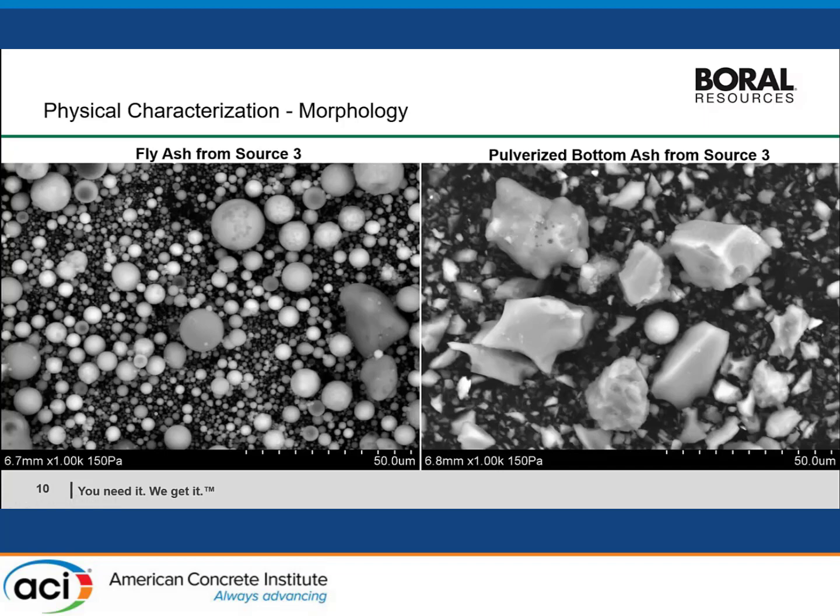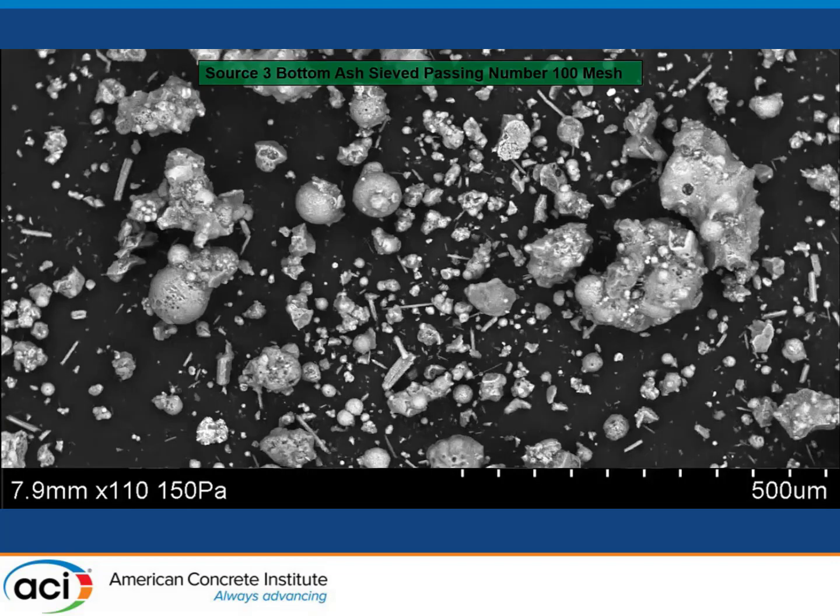So we were curious. We wanted to make sure we didn't have any cross-contamination of our samples. So something interesting we did recently was take this bottom ash sample, a raw version of it, before we processed it, and sieved it over a number 100 sieve, and took a look at it under the microscope. And you can see the material that passes the 100 sieve actually contains a significant amount of fly ash.